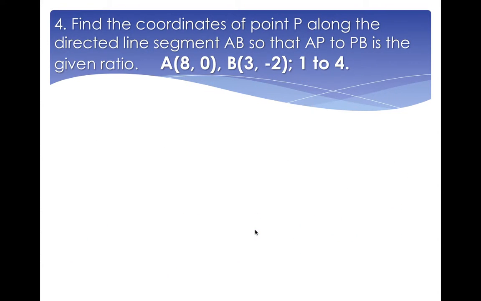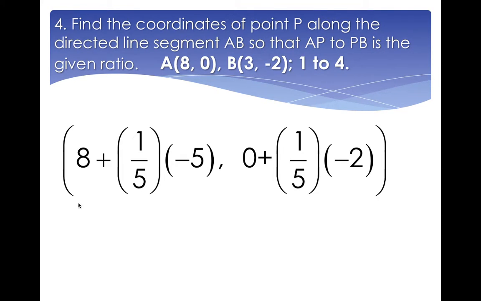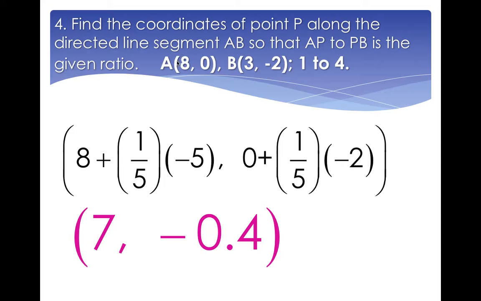Let's look at another example. Find the coordinates of point P along the directed line segment AB so that AP to PB is the given ratio. Once again, let's label what we have. All right. And so if we label what we have, of course we know that this represents my x1 and y1. This represents my x2 and y2. This represents my A, and this represents my B.